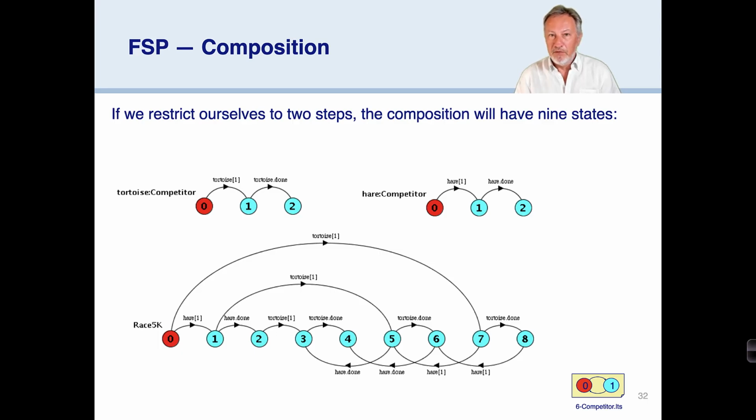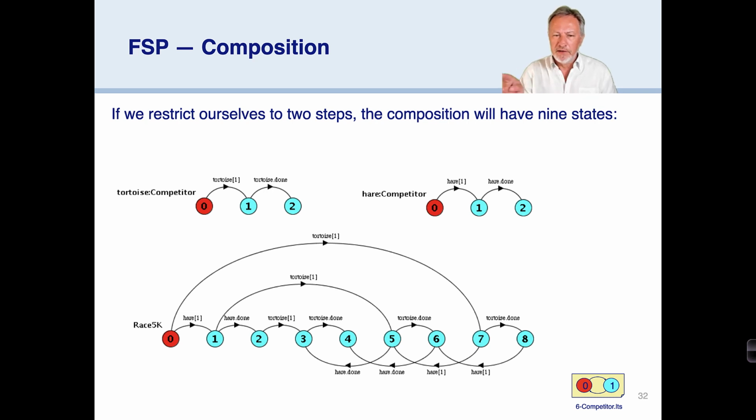Let's simplify the problem and consider the tortoise and the hare, each running a race of just 1 kilometer. So they'll each just have 3 states. If we compose these guys in LTSA, we get this diagram. That doesn't really explain. We get states 0 up to 8, and before we had states 0 up to 35. Now, you may have noticed something there, but let's think about what's going on.